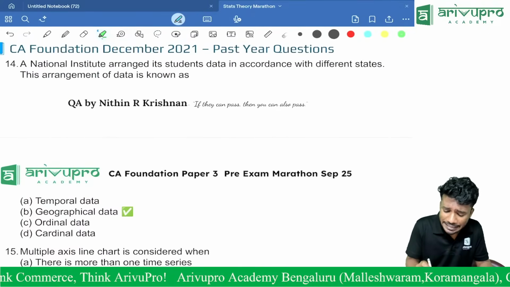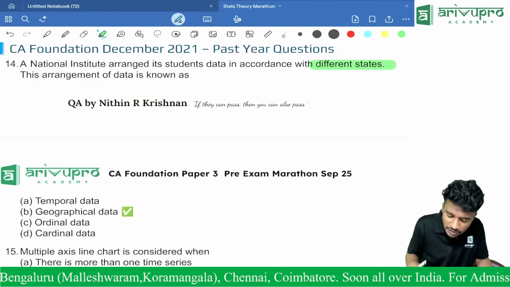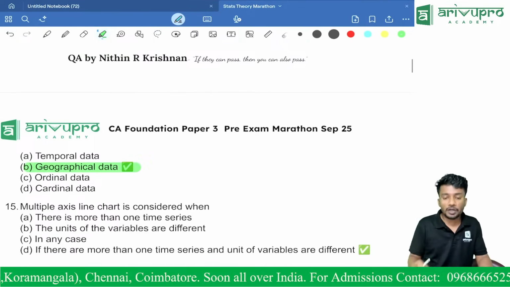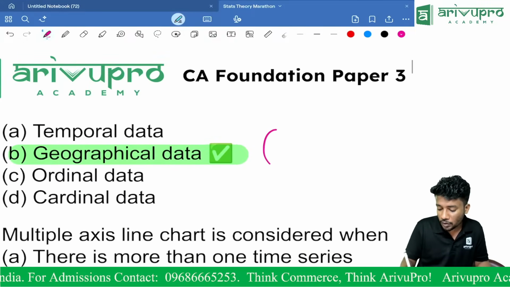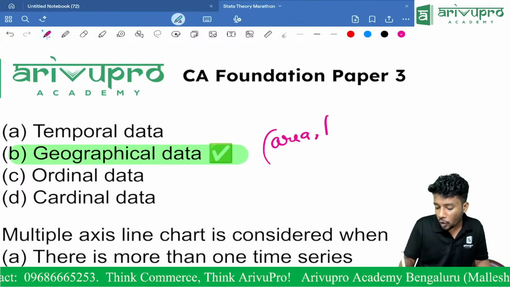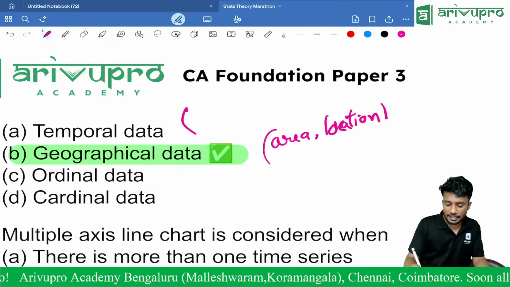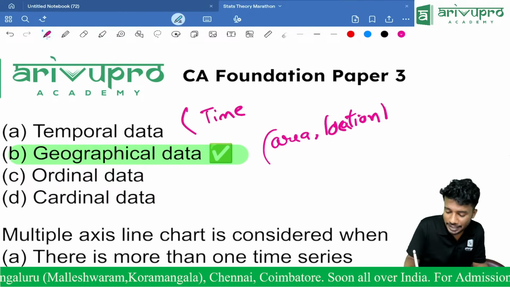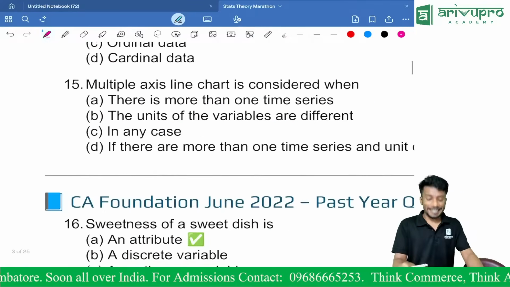A national institute arranged students in accordance with different states. This arrangement is called as what? Geographical data. Why is it geographical data? Data based on area or location. Everything will come under geographical data. Temporal means what? Time related data, or chronological, is called as temporal data.